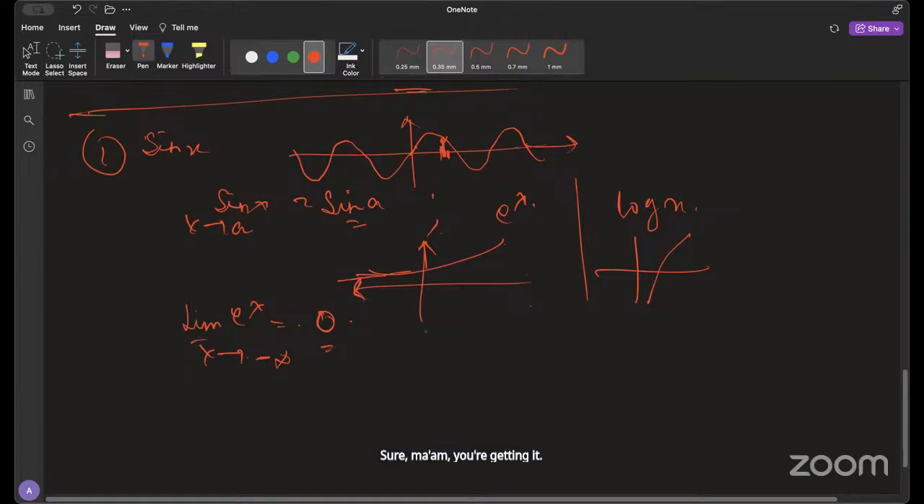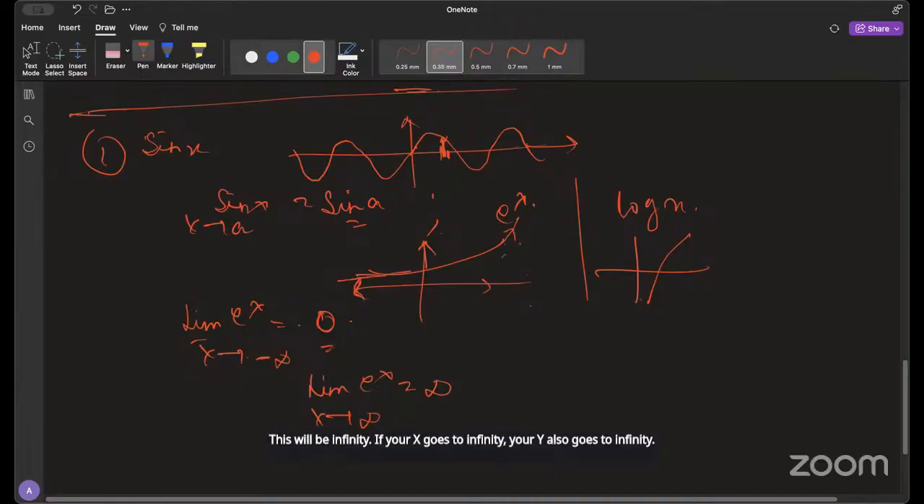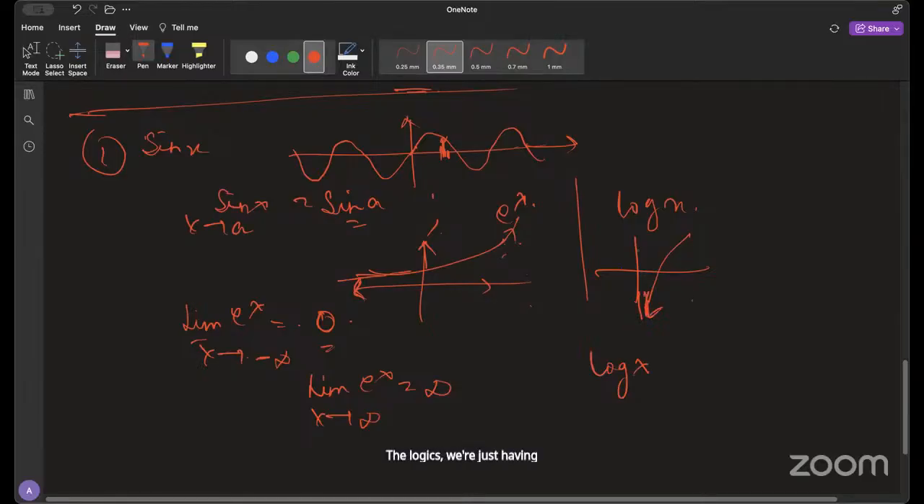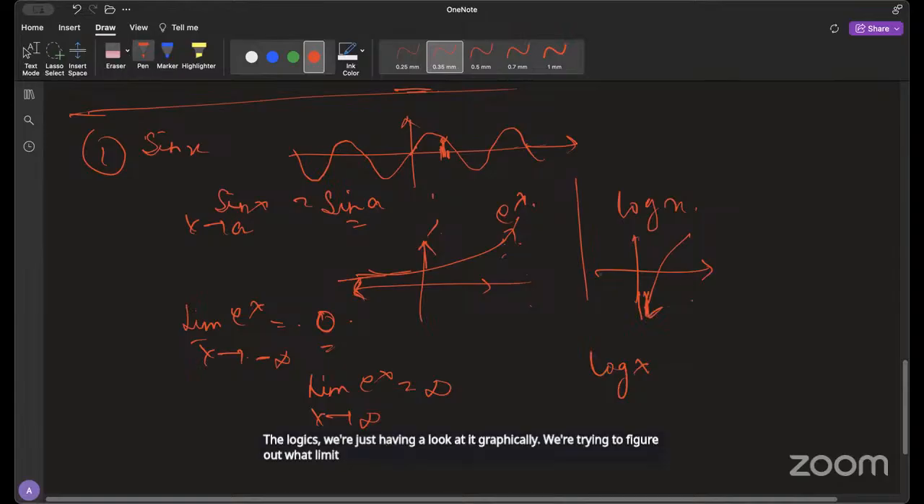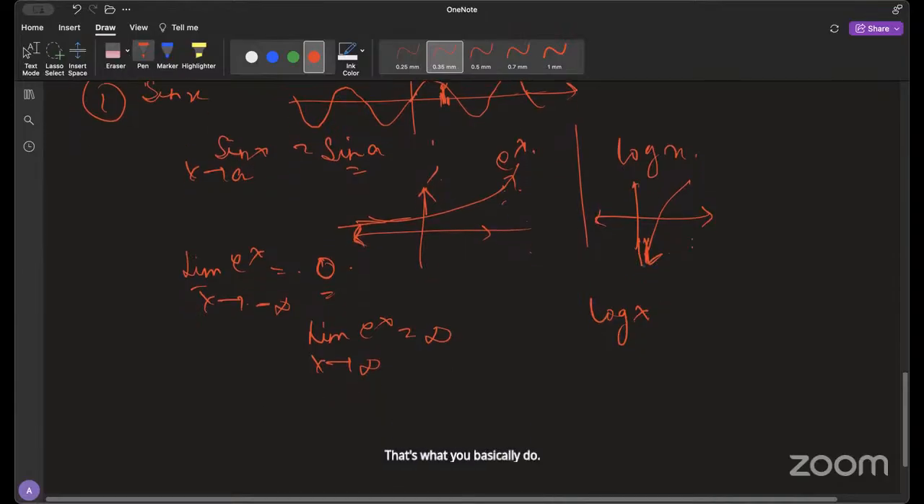And if you take e^x as x tends to infinity, this will be infinity. If your x goes to infinity, your y also goes to infinity. It keeps increasing. Here you have log x. We're just having a look at it graphically. We're trying to figure out what a limit is graphically, and that's what you basically do. But for all the other points, where a is not 0, this is just log of a.